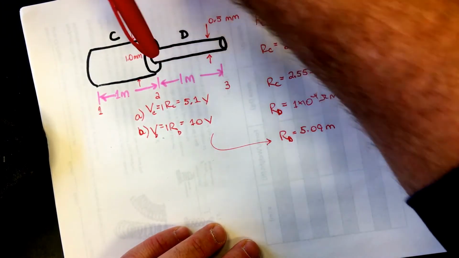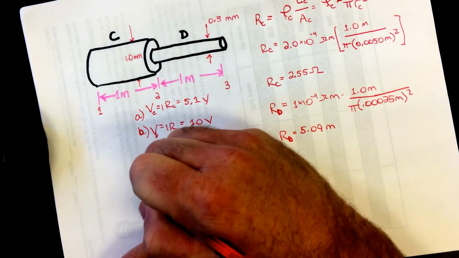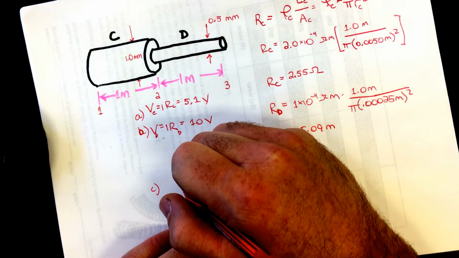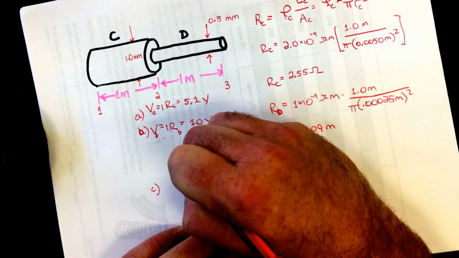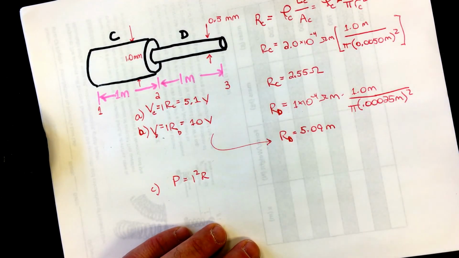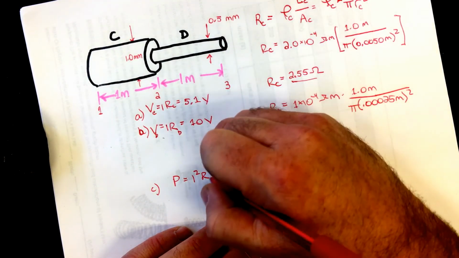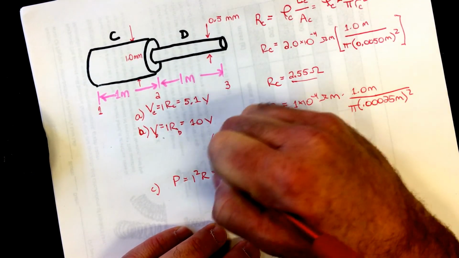The last part, part C, is asking about power dissipated between points 1 and 2. I can say simply that P equals I squared R, that's the most convenient method. I already know the resistance, and the current is uniform, it's 2 amps. So when I plug in a current of 2 amps and my resistance across segment C, which I calculated at 2.55 ohms, I end up getting 10 watts for part C.